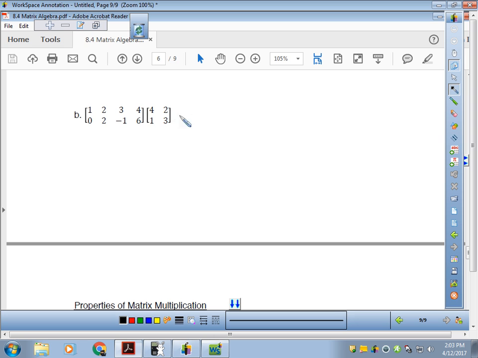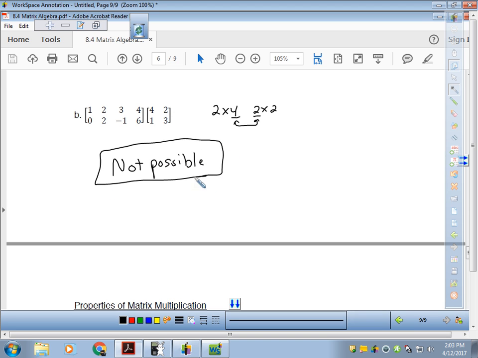For part B, we have the same two matrices, but now we're doing it in a different order. So we have this one, which is a 2 by 4, and we're multiplying it by this one, which is a 2 by 2. If we look at these, are they the same? No, they're not the same. So this answer is not possible. It is not possible to multiply these two matrices together.